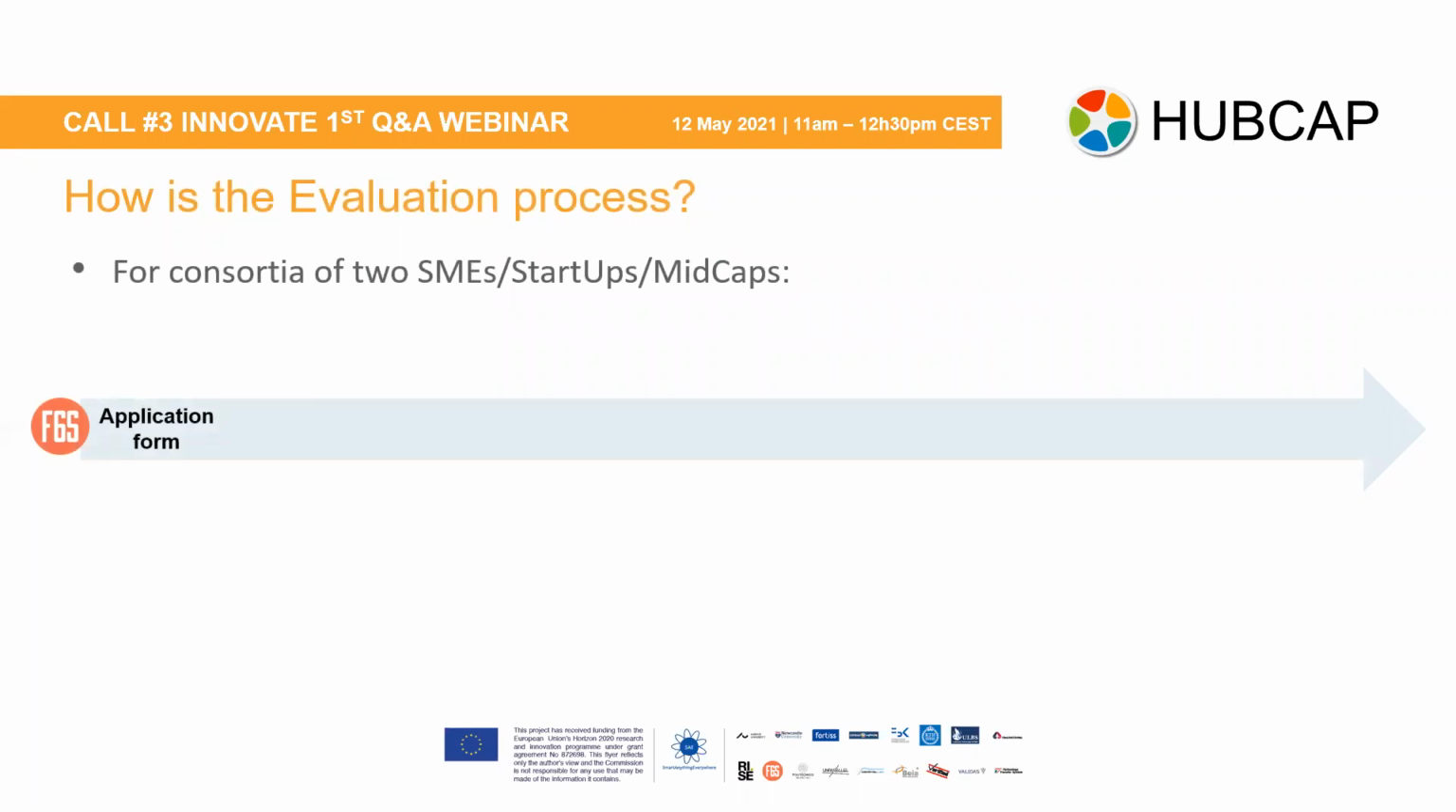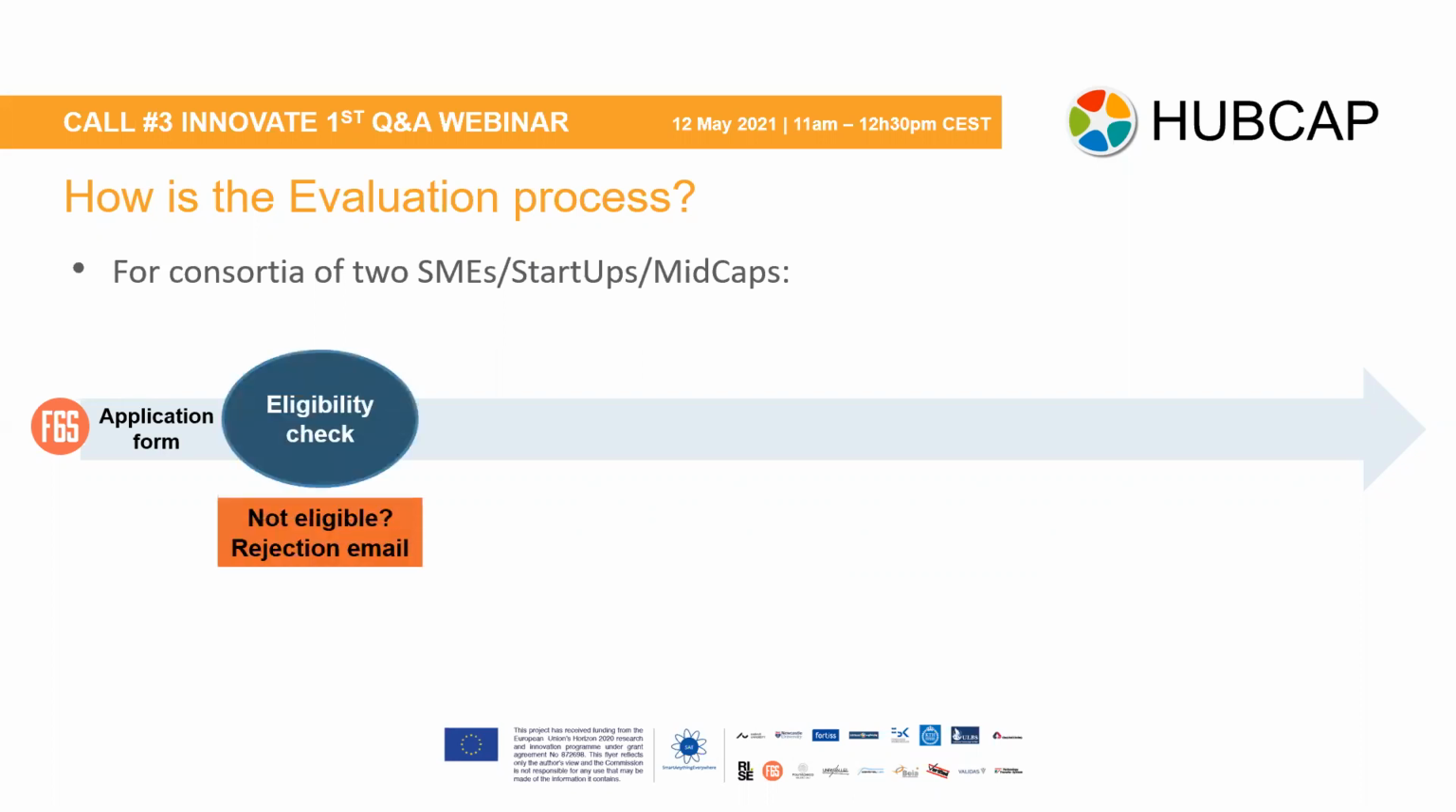So these are the recommendations that we have for the application form process. Now, regarding the evaluation process, how will this be performed? You will submit your proposals through the application form on the F6S platform, and once the open call is closed, all received proposals will be checked for eligibility. In case an application is considered not eligible, it will receive an email, a rejection letter, explaining the reasons why it wasn't considered for evaluation.